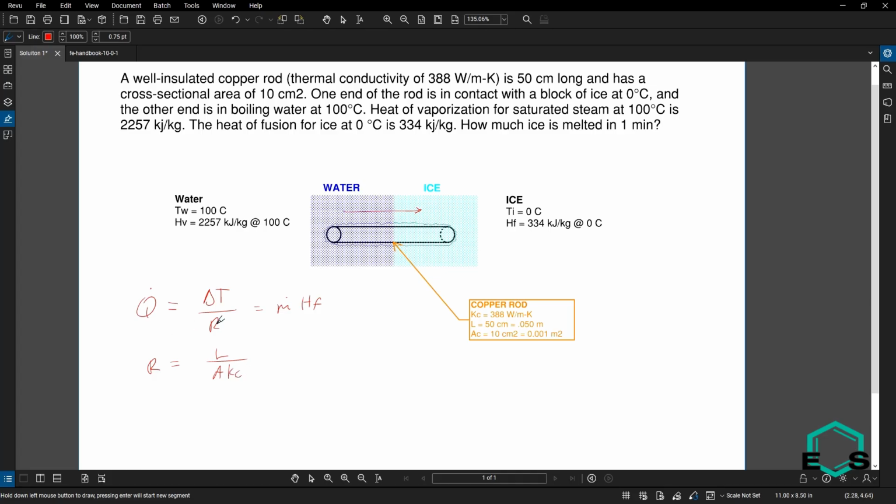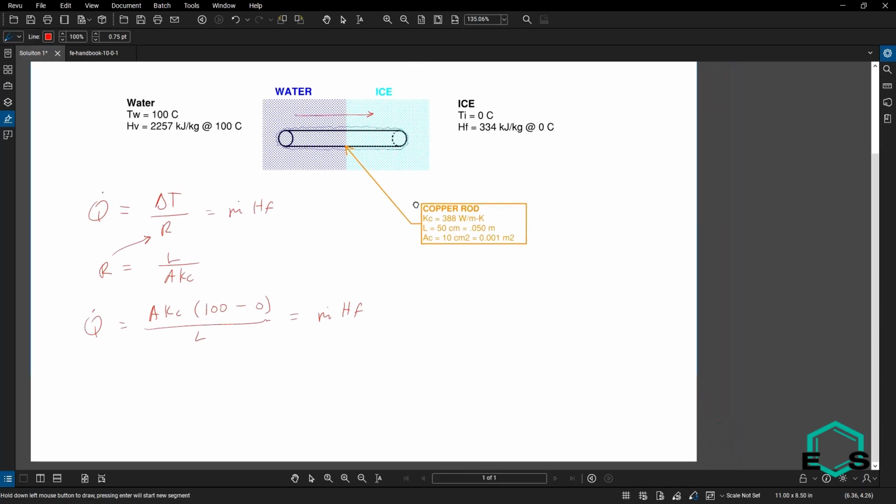And then if I plug this in there, Q dot is equal to A Kc delta T, and I'll write out delta T, which is 100 minus 0. This is a change in temperature, so I don't have to worry about absolute units. All over L, and this is equal to m dot HF. Okay, so I think we have everything. All we have to do is solve for m dot.